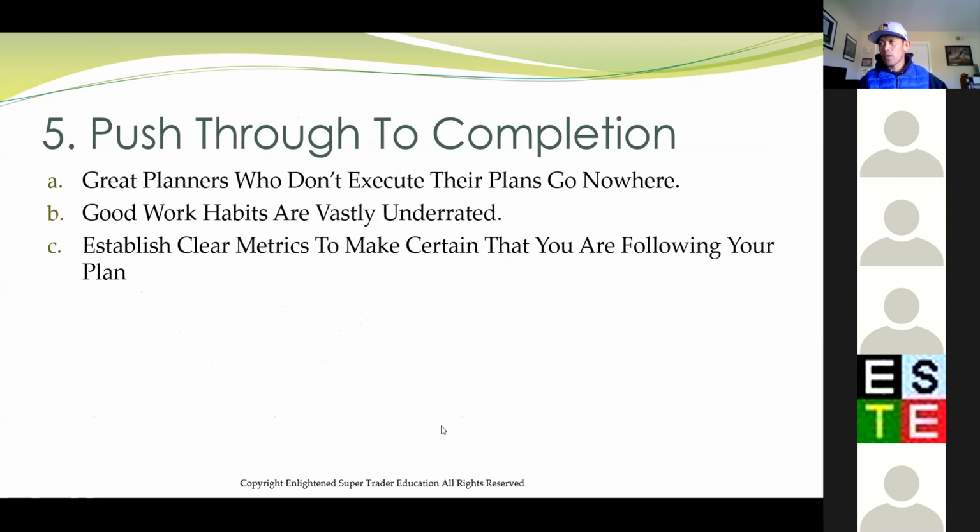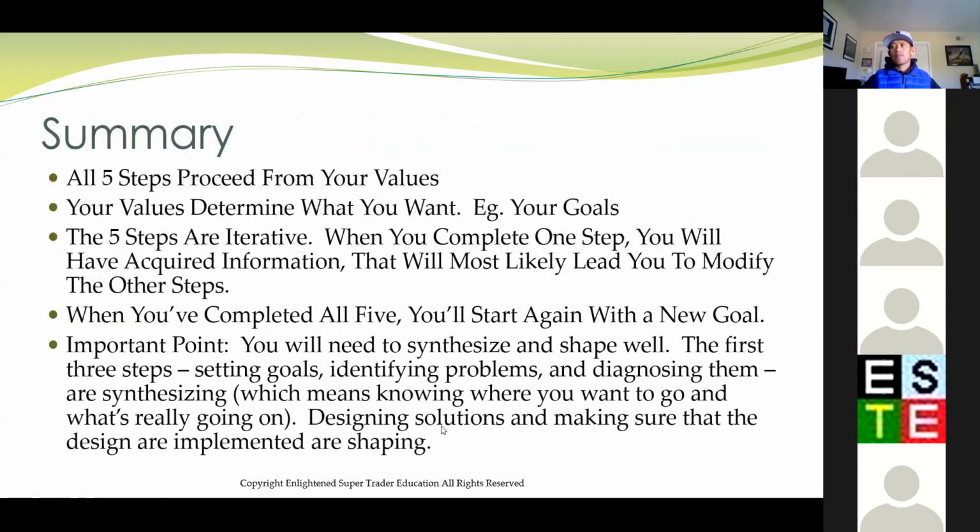So very important. In summary, all 5 steps proceed from your values. Values are, remember, what is important to you, that determine what you want, your goals. The 5 steps are iterative. So when you complete one step, you will have acquired information that will most likely lead you to modify the other steps. And when you've completed all 5, then you'll start again with a new goal, right?